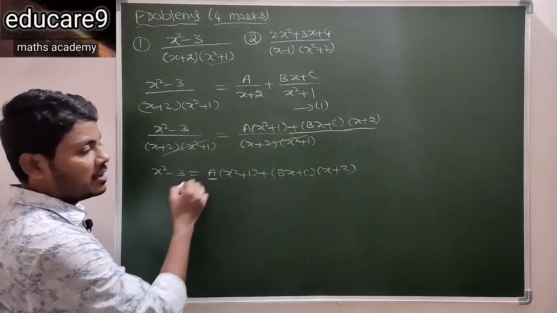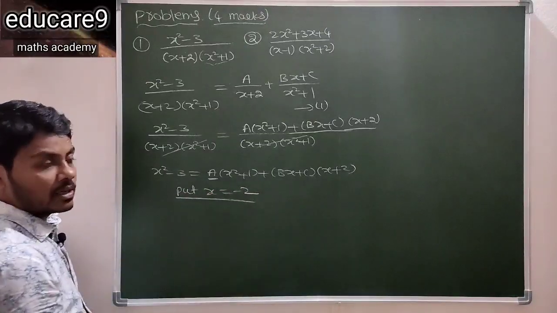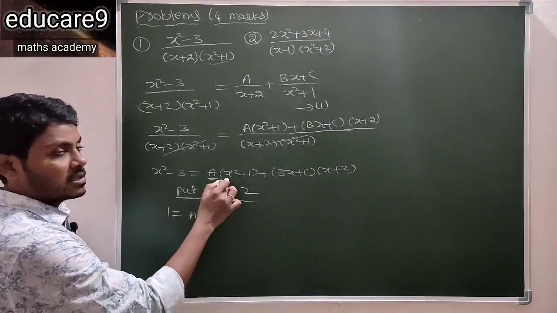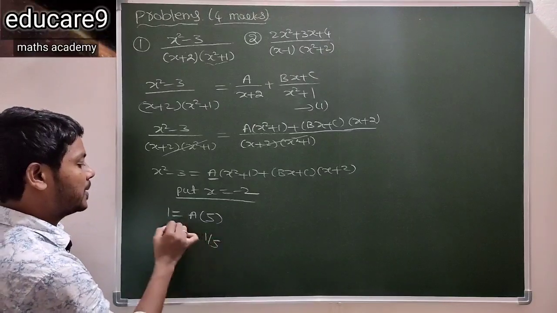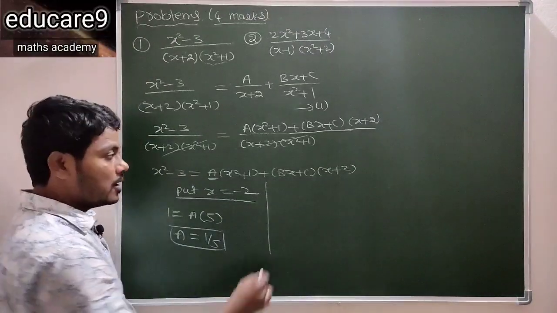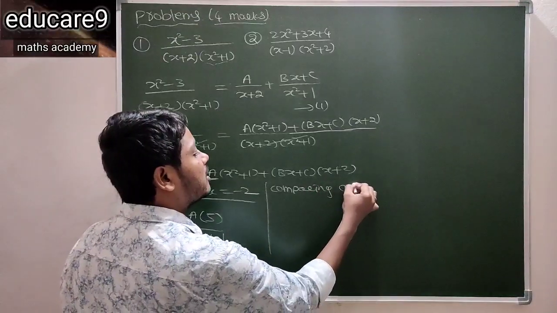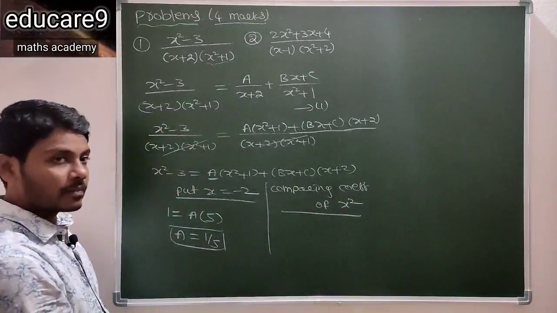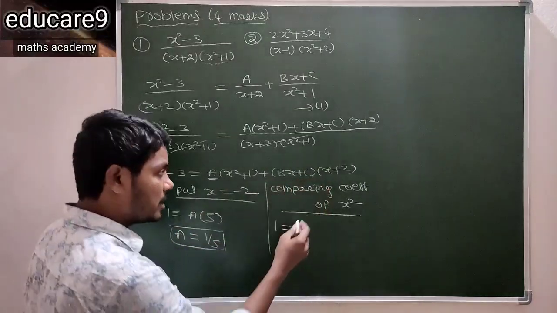So for finding the value of a, put x is equal to minus 2. So what you get? Minus 2 whole square, 4 minus 3, 1. So a into minus 2 whole square, 4 plus 1, 5. So clearly a is equal to 1 by 5. Okay. So next, comparing coefficients of x square. x square coefficient is 1 on LHS, on RHS a plus b.